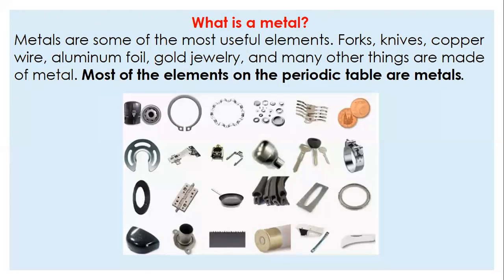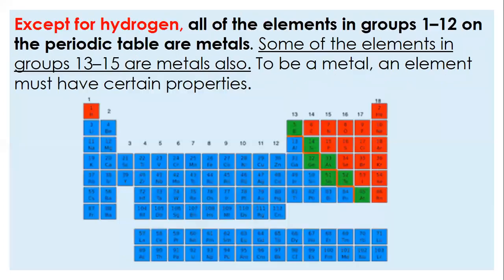Most of the elements that you can find on the periodic table are metals. If you look at this picture of the periodic table, you can see that the blue boxes represent metals, while the red ones represent the non-metals, and the other ones represent the metalloids. Three-fourths of the elements on the periodic table are metals.